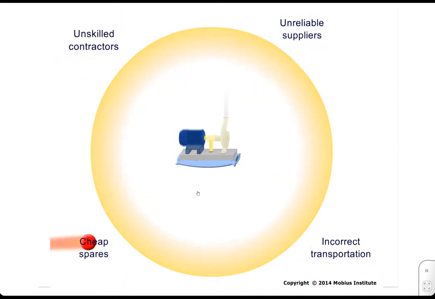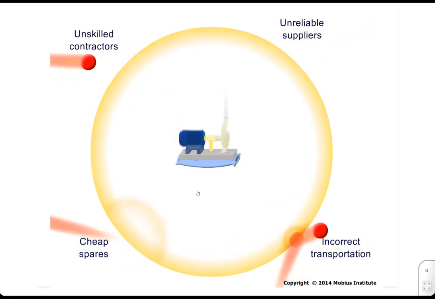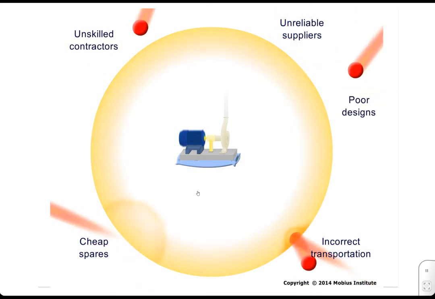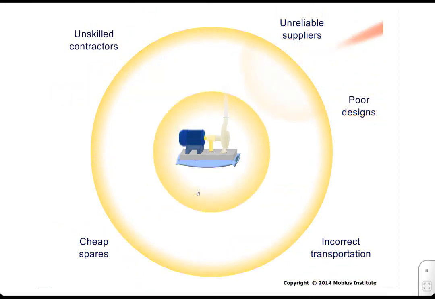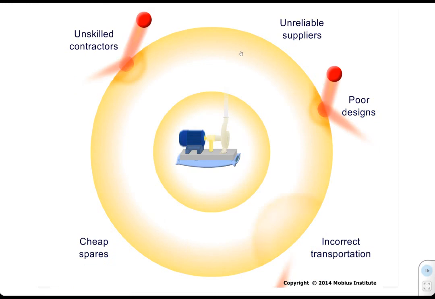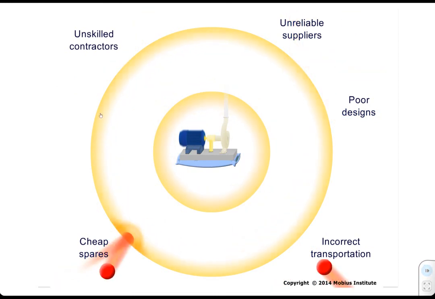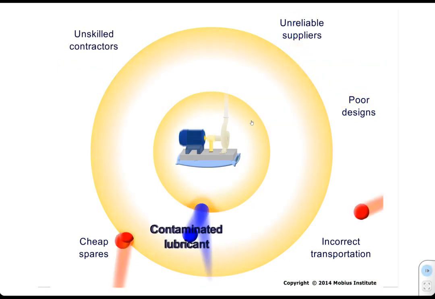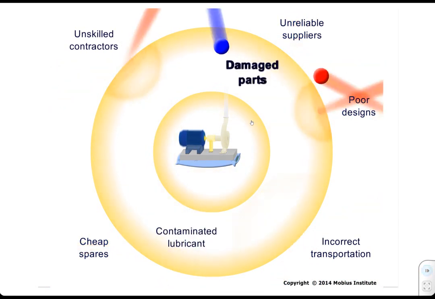We are not going to let unskilled contractors come into our plant and perform work in a haphazard way, and we have to deal with that for a while. And we're not going to allow for poor designs. So all of these things hopefully stop problems from getting into our plant, but now we have to protect the machines from ourselves. The contaminated lubricant, the damaged parts.